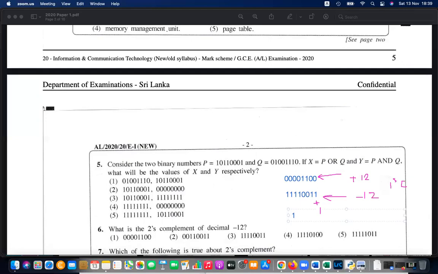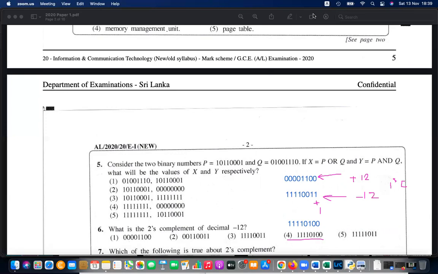And then you will get the answer of 2's complement. It is 1, 1, 1, 1, 0, 1, 0, 0. That is how it looks after adding 1 to this. So it is option number 4. You can see the answer is number 4? Seems right. 1, 1, 1, 0. Yeah, it's number 4.